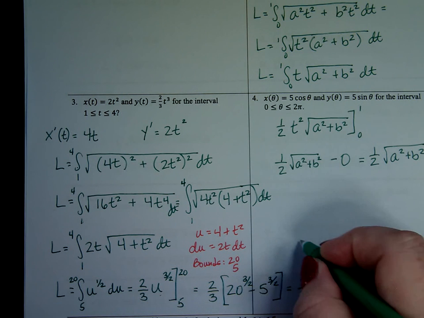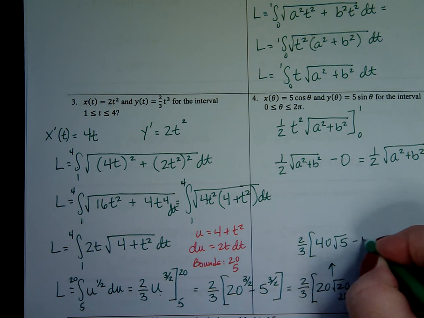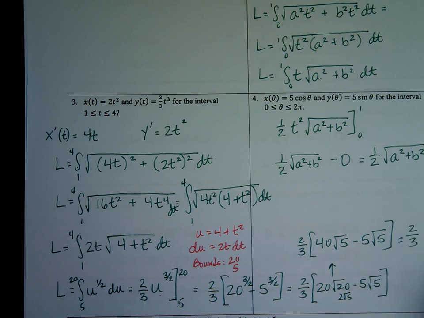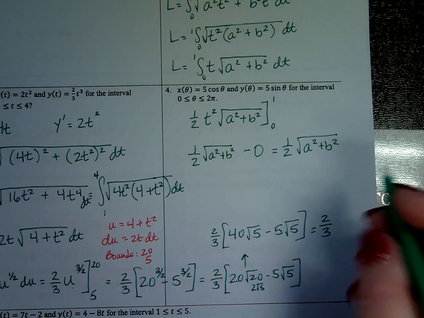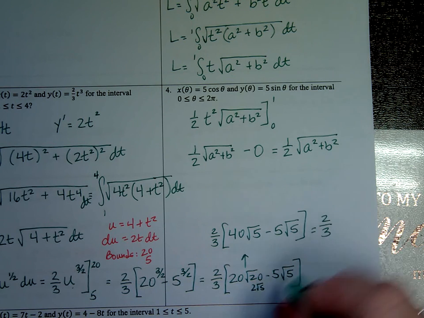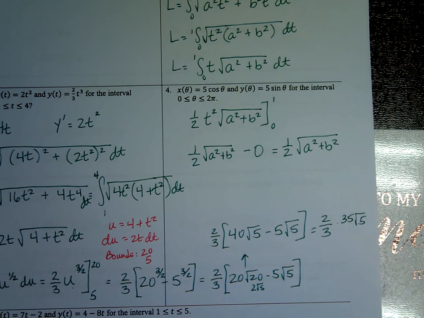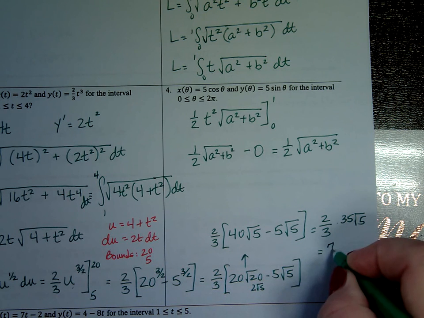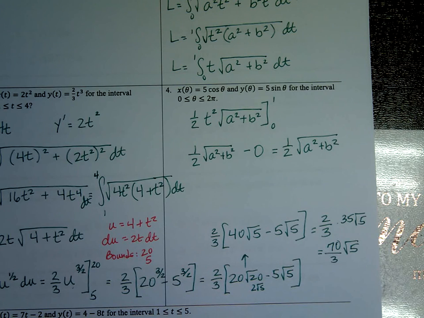I still have the 2/3 on the outside. 20 times 2 is 40 square roots of 5 minus 5 square roots of 5 gives me 2/3 times 35 square roots of 5. And I am almost done, children. It is 35 times 2 thirds, square roots of 5, which is 70 over 3 square roots of 5. I don't want to box it, but that, my friends, is your final answer for number 3.